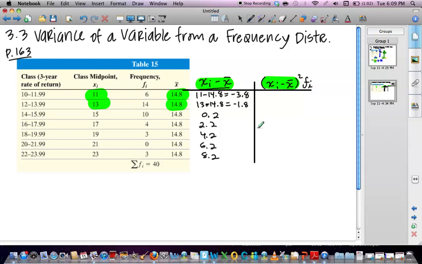We're just going to take those numbers and square them. So that's negative 3.8 squared times the corresponding frequency, which in this case is 6. That's going to give us 86.64. I'll show you again. We take xi minus x bar and square it, negative 1.8 squared times its corresponding frequency, and that gives us 45.36.